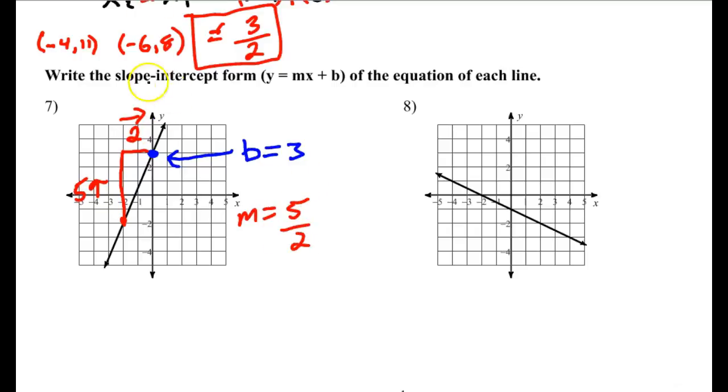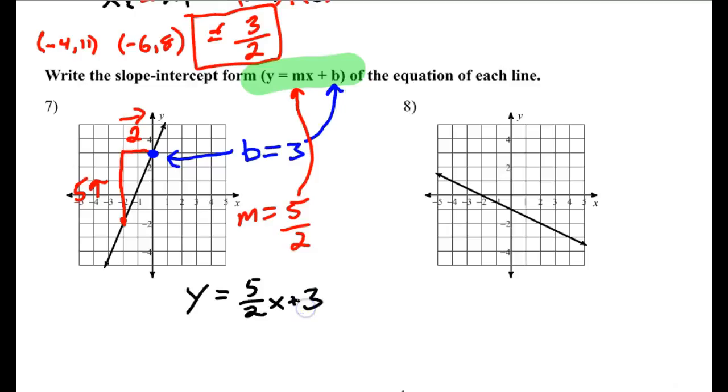And we use slope-intercept form, so you plug everything into that. Take the b, goes right there. Take your slope, that goes right there. We have the final answer, y equals 5/2x plus 3. When it says write a slope-intercept equation, make sure your final answer is an equation. Don't just say, oh, the b is this, the m is this, and move on. You have to write the equation.